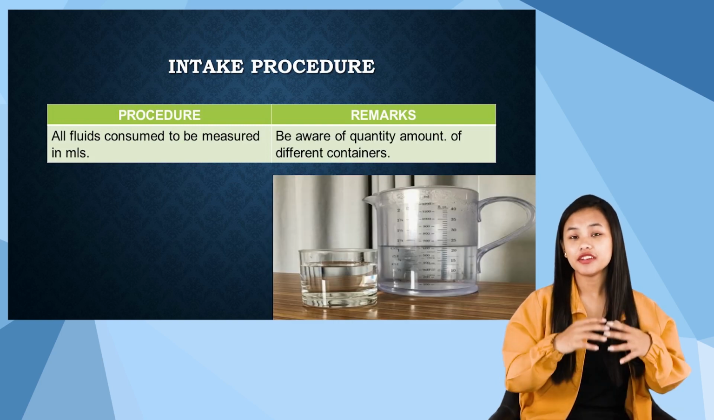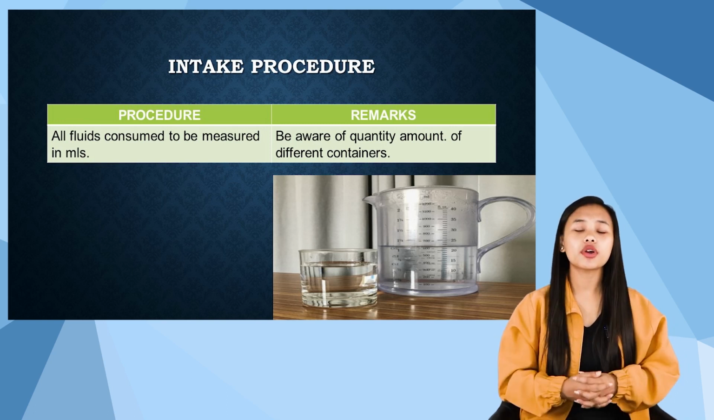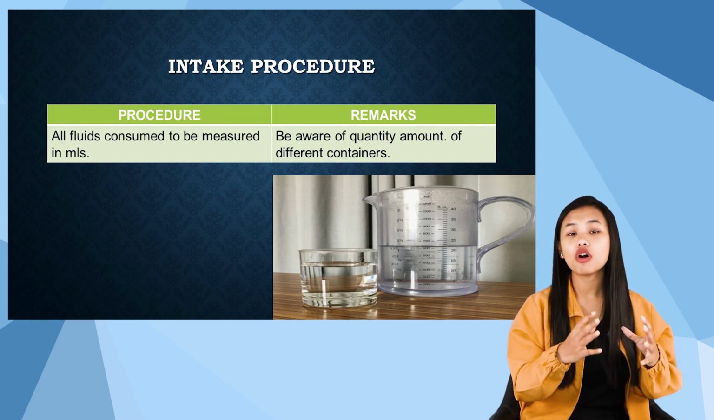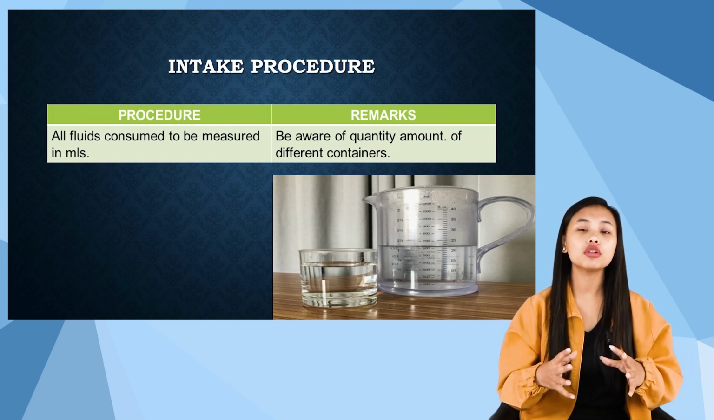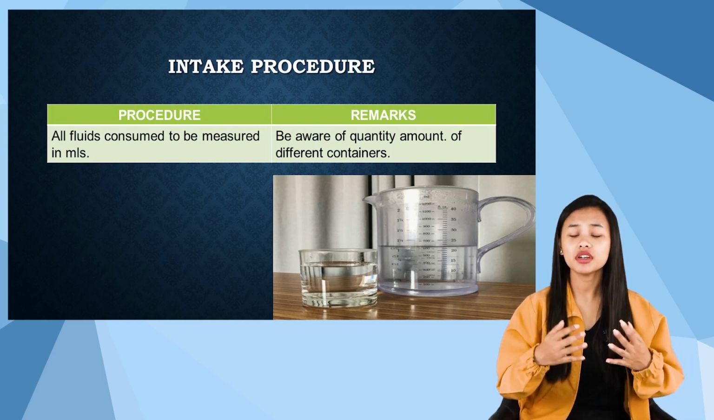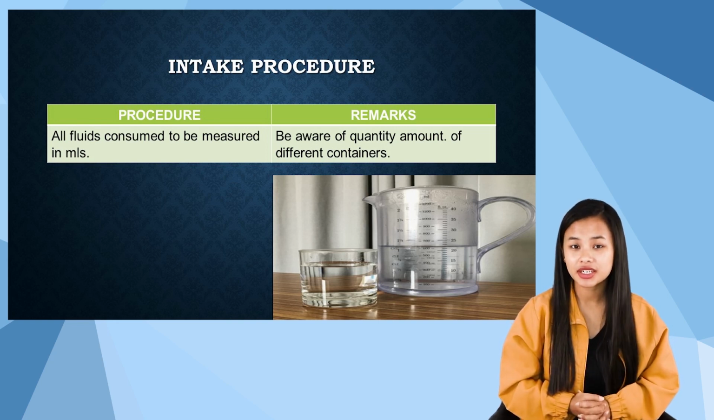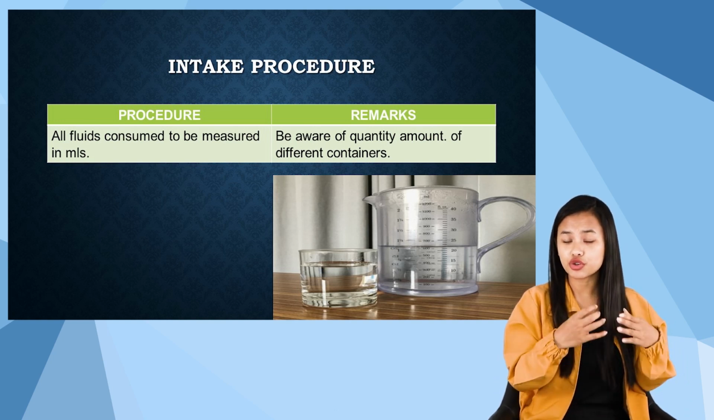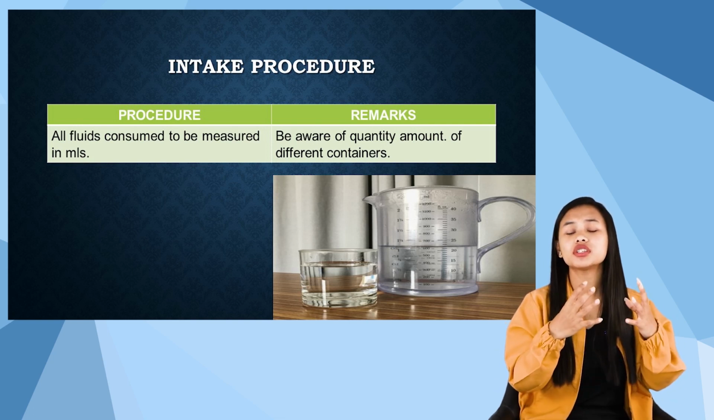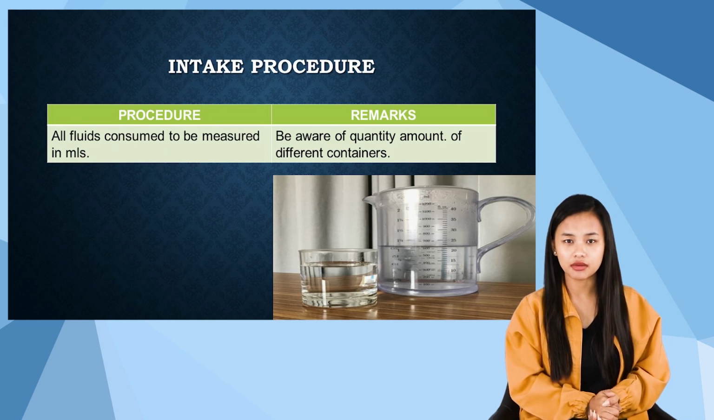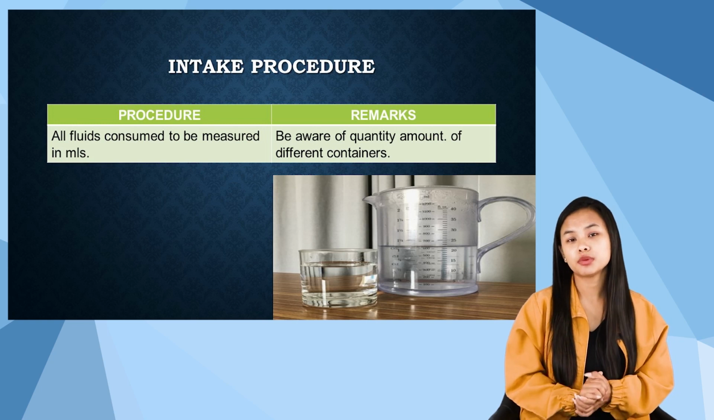And then before you provide any fluid to the patient, you should make sure that it is measured in milliliters. So how can we do this? We can do this by being aware of the quantity amount of different containers, right? As I've said, we must always record the intake of a person. So before you provide any fluid, you must make sure that you measure it in milliliters. And for those where you can provide the whole container or the whole bag, it will be easy, because the quantity amount will already be specified on the container, right? So directly, without measuring, you can note down the amount which you will be providing.